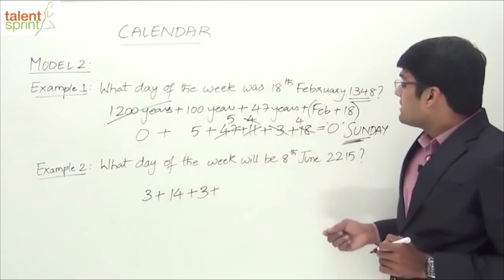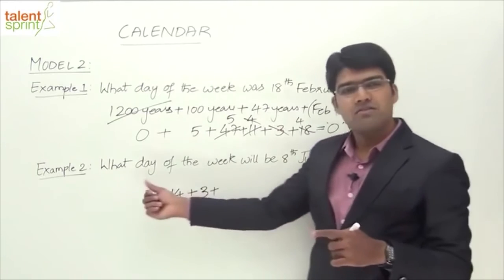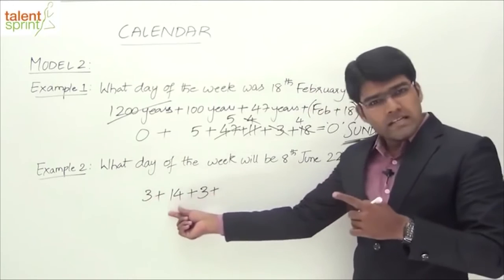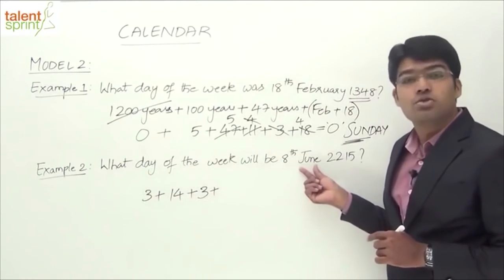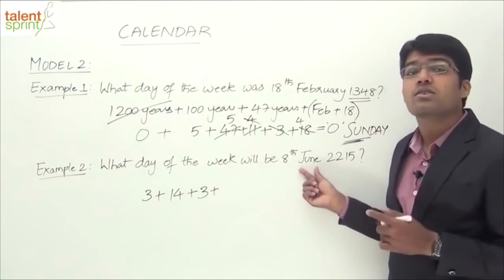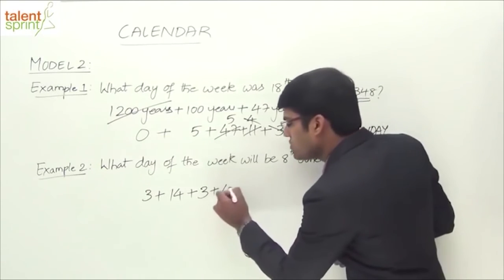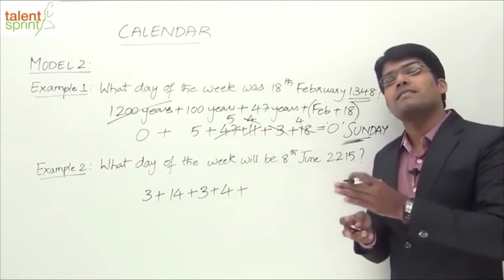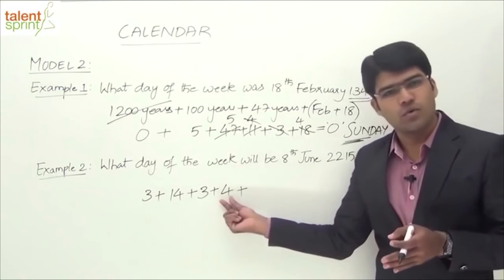Now comes the month. We are in the 2215th year. 2000 years, 0 odd days. 200 years, 3 odd days. 14 years, 14 odd days, 3 leap years, 3 extra odd days. Now we are in the month of June. What is the code for June? The code for June is 4, right? The month code for June is 4. 4 is nothing but the total number of odd days for all the months which come before June, that is from January to May.